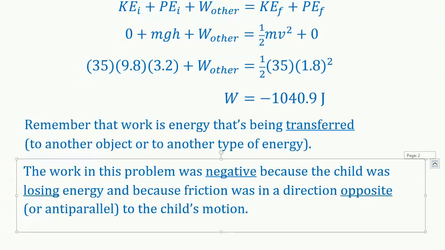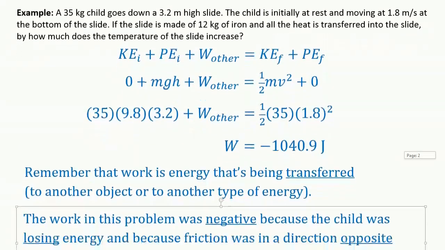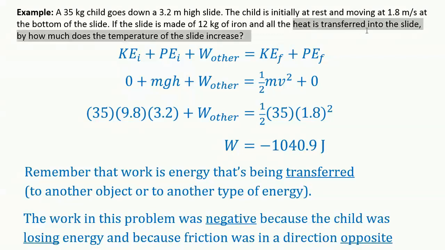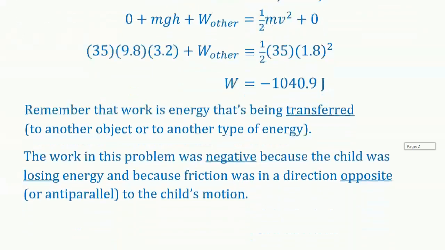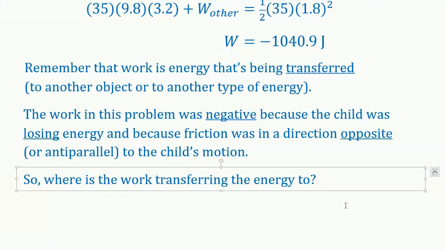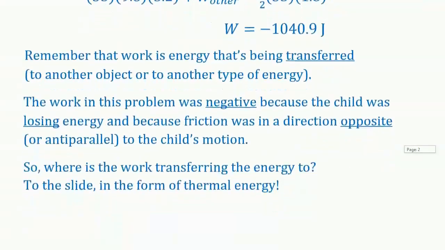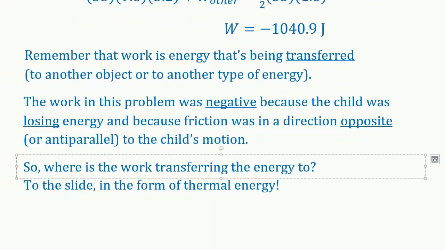So we have this child going down a slide. We know that energy is getting taken away from the child by friction, but that energy can't be destroyed. It needs to go somewhere else. And where it's going to go to is the slide. And it says here that heat is transferred into the slide. So where is this work transferring the energy to? To the slide in the form of thermal energy.